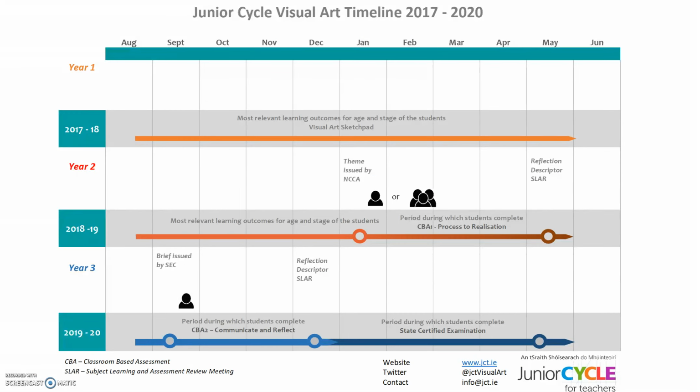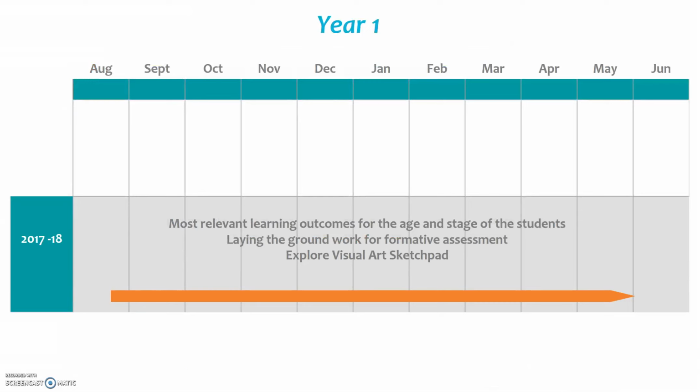We have also devised a timeline to help you in planning for visual art over 3 years. This can be accessed on jct.ie under Planning. So, for your first year students, we would select the most relevant learning outcomes for the age and stage of your students and document this work into a visual art sketchpad.